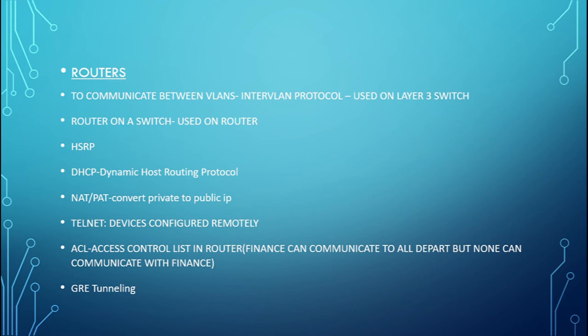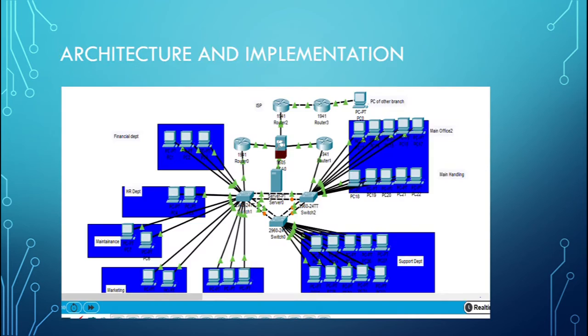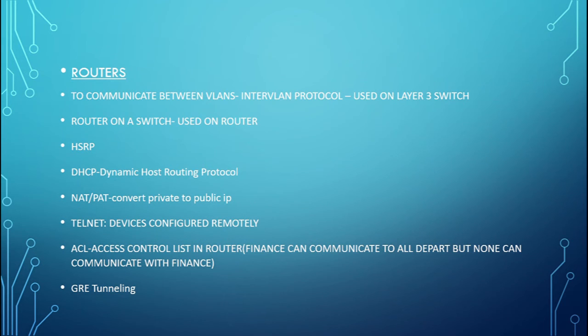Now Telnet. Telnet is used to configure devices remotely. As I have shown you in the architecture, there is one PC at a remote place. So to configure that, we used Telnet. ACL. ACL is the access control list in a router. It is a set of rules that is used to filter network traffic. ACLs can be configured on network devices with packet filtering capabilities such as routers and firewalls. An access control list is usually used to filter the traffic.